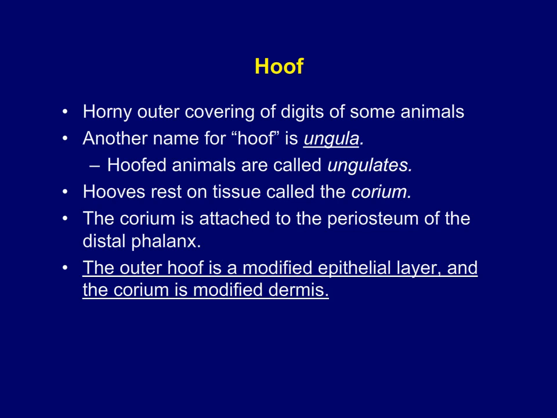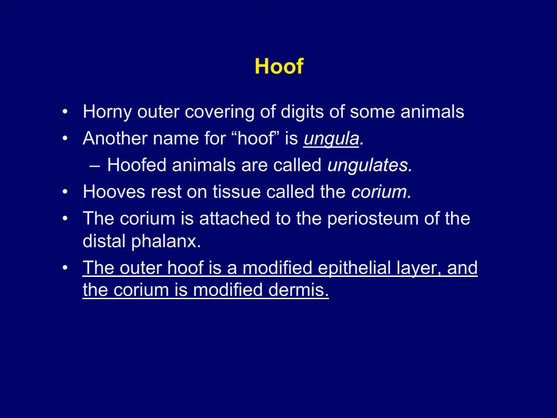Okay, now we're switching gears. We're going to talk about horns and hooves. Hooves are horny outer coverings of the digits of some animals, and we call these animals ungulates because ungula means hoof. And the hooves themselves are epithelial in origin, whereas the underlying tissue or corium is actually modified dermis.